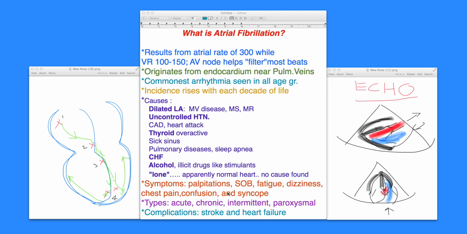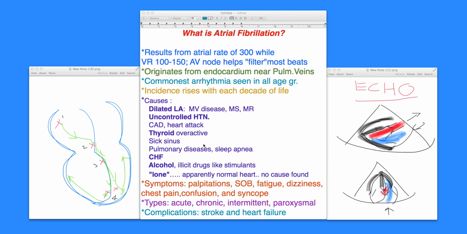Symptoms are palpitations, shortness of breath, fatigue, dizziness, chest pain, confusion, and syncope. That means loss of consciousness can also occur if the heart is weak and the heart rate is very, very rapid. Complications mainly are stroke and heart failure, and both are very dangerous complications, and therefore the treatment will really want to prevent these complications. Therefore, we want to control the atrial fibrillation rate, and there are medications and drugs to control that, which we will discuss at a later time in our next video presentation on atrial fibrillation, when we discuss the treatments.